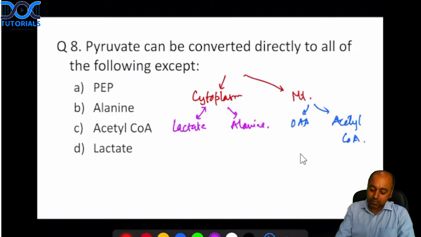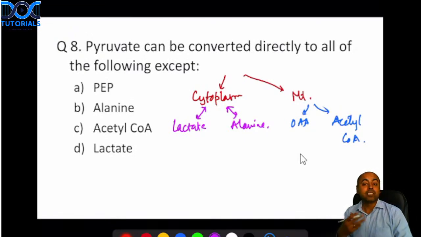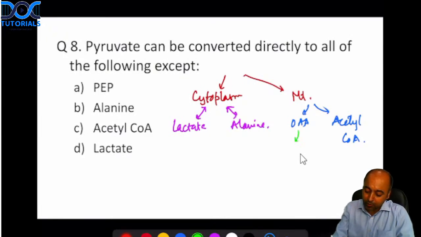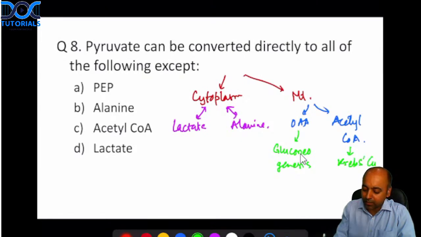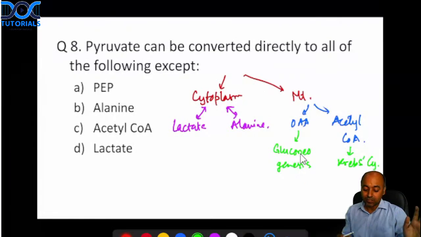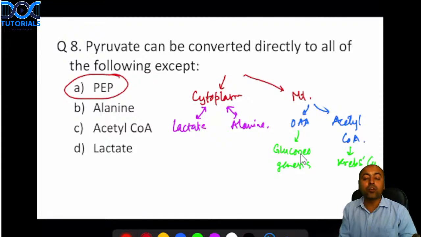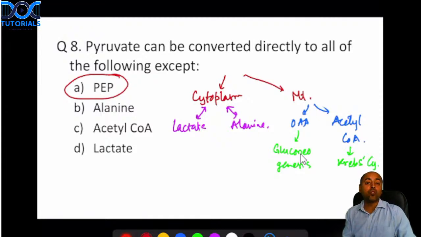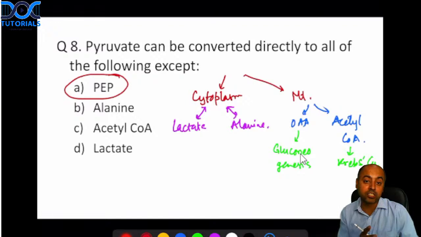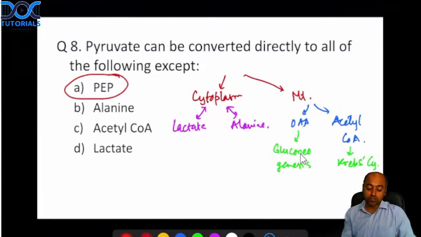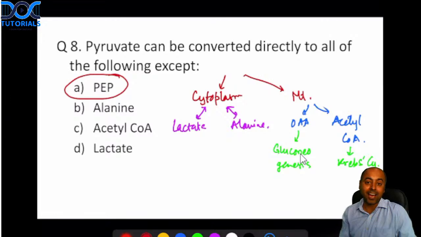Please note the reactions in the cytoplasm are reversible, whereas the reactions inside the mitochondria are irreversible. So that oxaloacetate will commonly go for gluconeogenesis, and this acetyl coenzyme A will commonly go for the Krebs cycle. Okay, so these are the products which we get. As you can see, the phosphoenol pyruvate cannot be generated directly from pyruvate by the reversal of the reaction. We are looking at the irreversible reaction, so the backward reaction will not happen.